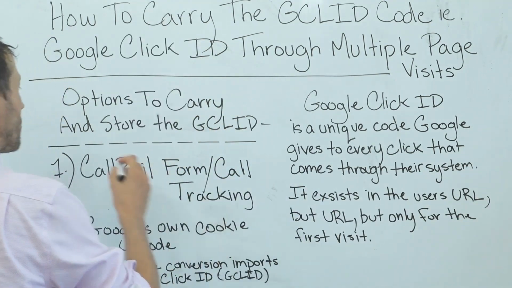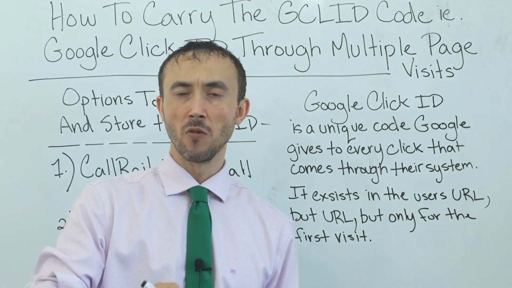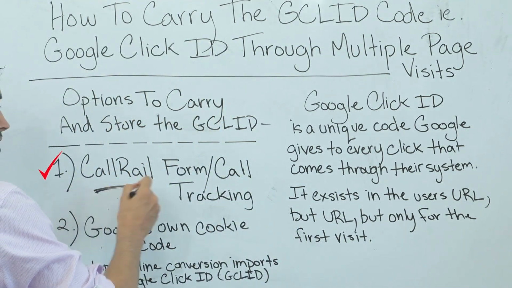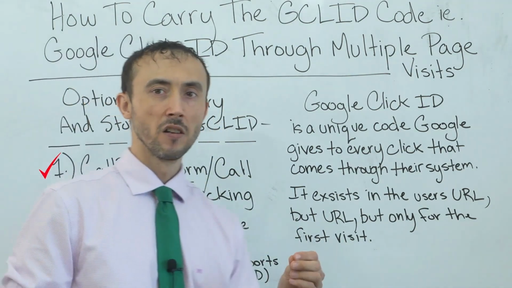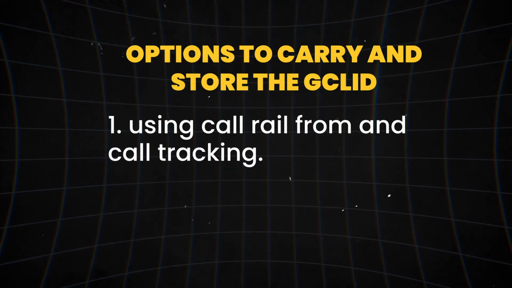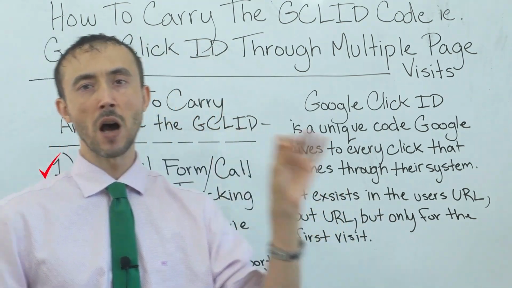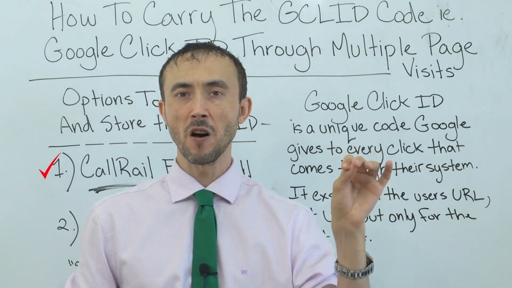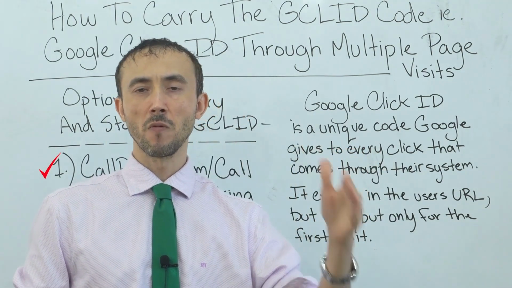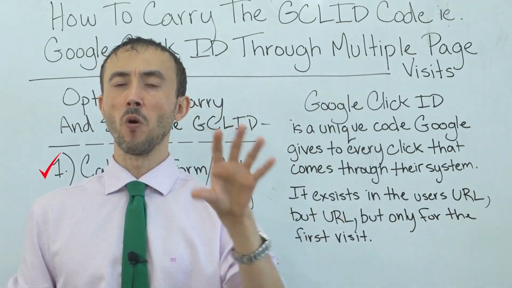With that said, your options now to carry and store the Google Click ID on the user's web browser in the form of a tracking cookie are as follows. First, as a quicker but more expensive paid option, is using CallRail form and call tracking to grab the Google Click ID, because CallRail's system by default is going to drop the cookie on the user's browser for you. And so it doesn't matter if they convert on the first page of your site that they visit or the 50th. That Google Click ID will always be there inside CallRail for that particular user.